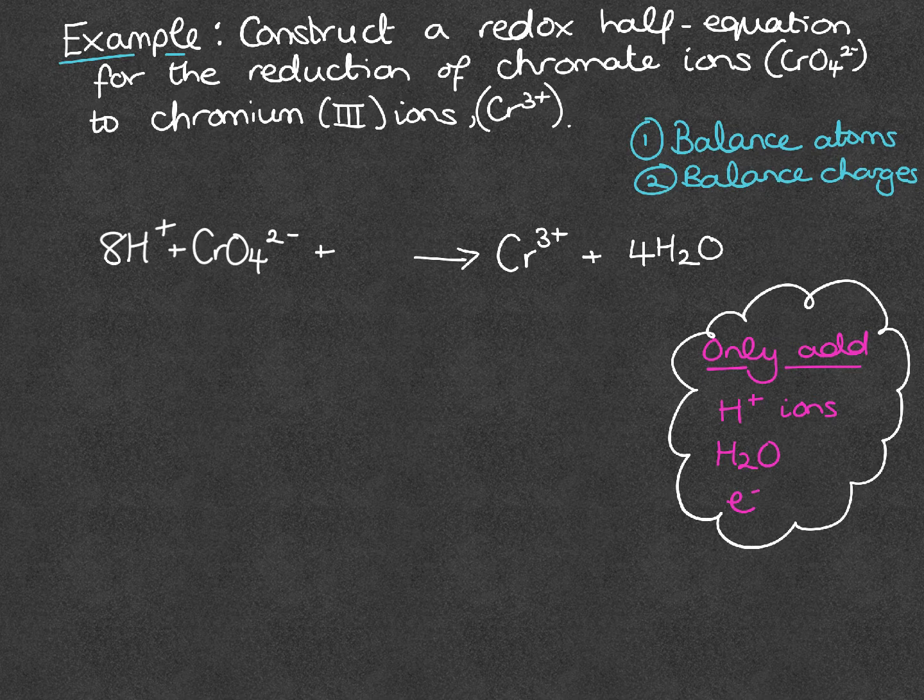So if I add 3 electrons there, and I do a little bit of a recount here on the left, I've got 8 pluses, take away 2 for the chromate here, so I've got 6 pluses, and then another 3, that leaves me with 3 pluses, and that matches the 3+ there on the right, and that equation is complete.